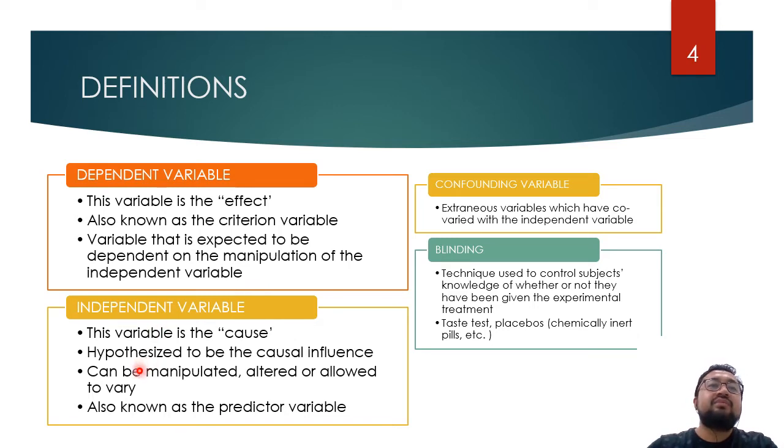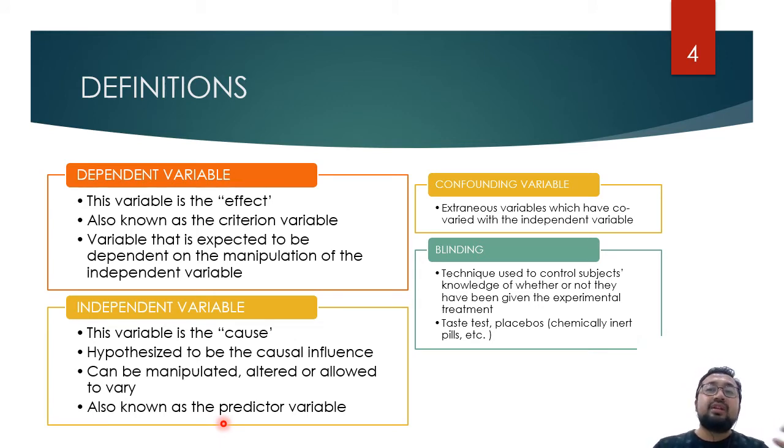So independent variable pula, this variable is the cause, hypothesized to be the causal influence, can be manipulated, altered or allowed to vary, also known as the predictor variable. So daripada independent variable ni, kalau dia ada strong association ataupun causal, which leads to the outcome, the dependent variable, kita boleh jadikan dia sebagai satu predictor variable.